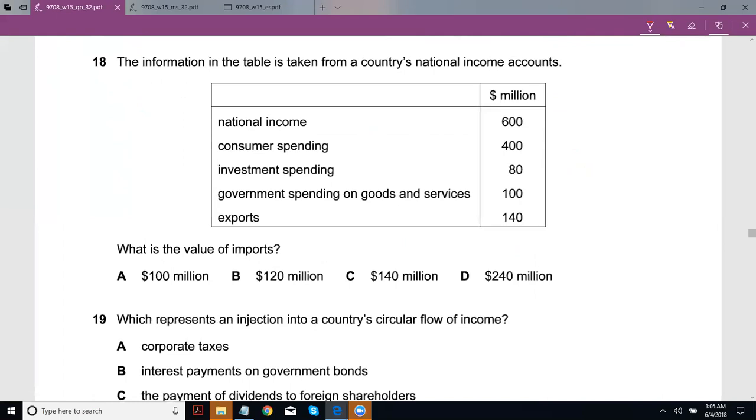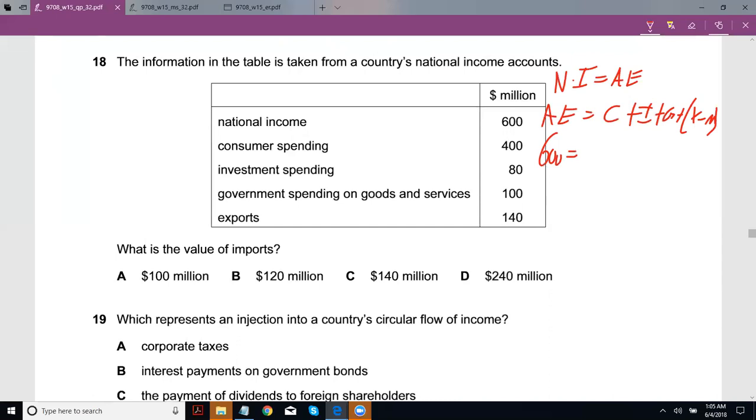The information in the table is taken from a country's national income accounts. What is the value of imports? So I believe you can assume that this country is at equilibrium. So the idea at equilibrium is national income equals aggregate expenditure, and aggregate expenditure equals C plus I plus G plus X minus M. So you can just quickly pop in the values. If national income is 600, then aggregate expenditure is also 600.